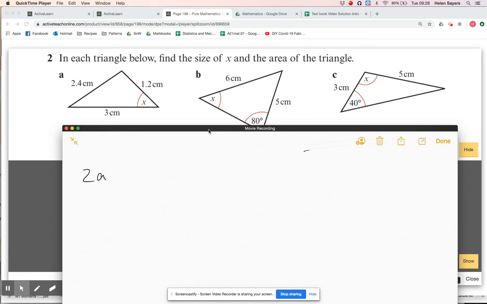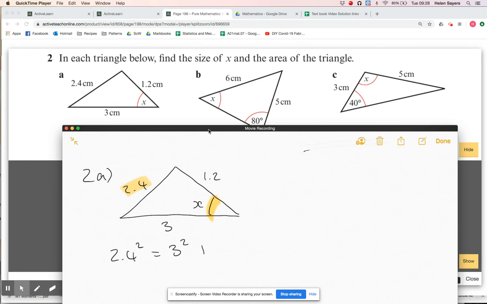What can I use to find the angle for A? Okay, so I can't use sine rule. I find sine rule easier than cosine rule, but I'm not given any angles, so this is going to have to be cosine rule. If this is the angle that I want, then this is the side that will be the subject of cosine rule. So it's going to be 2.4 squared is 3 squared plus 1.2 squared minus 2.